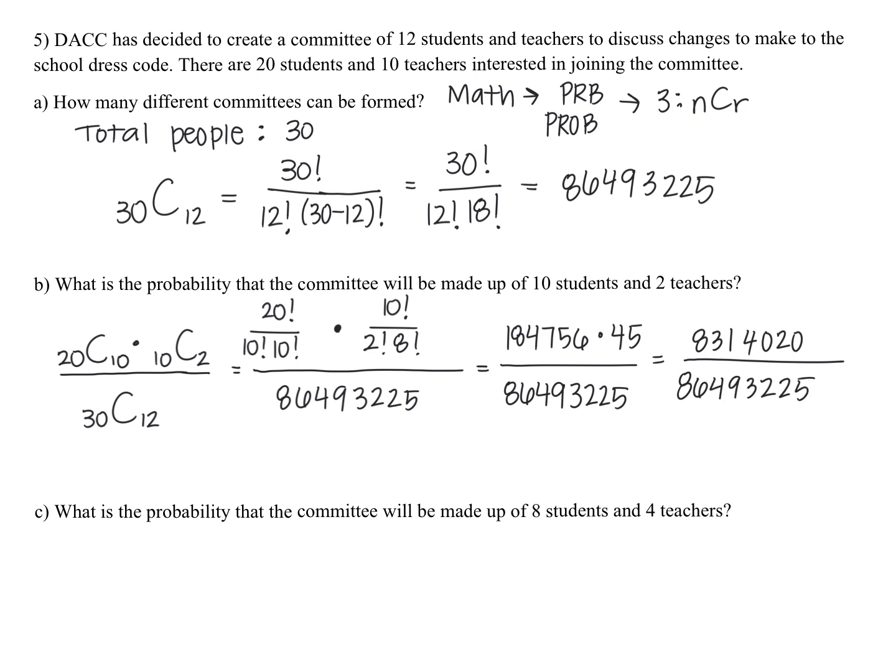And you can leave it as this fraction. You don't have to simplify it. You don't have to write a decimal. If you wanted to do the decimal, it's 0.0961. So almost 10% chance that it's 10 students and 2 teachers.